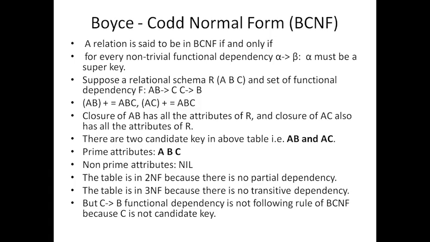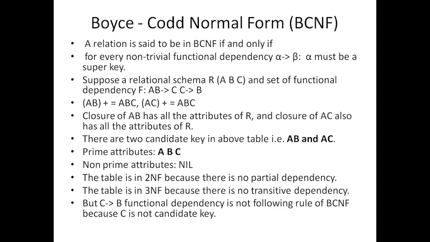A relation is said to be in BCNF if and only if for every non-trivial functional dependency alpha determine beta, alpha must be a super key. Now we will see one example. Consider the relation R of ABC and the set of functional dependencies are AB determine C and C determine B.